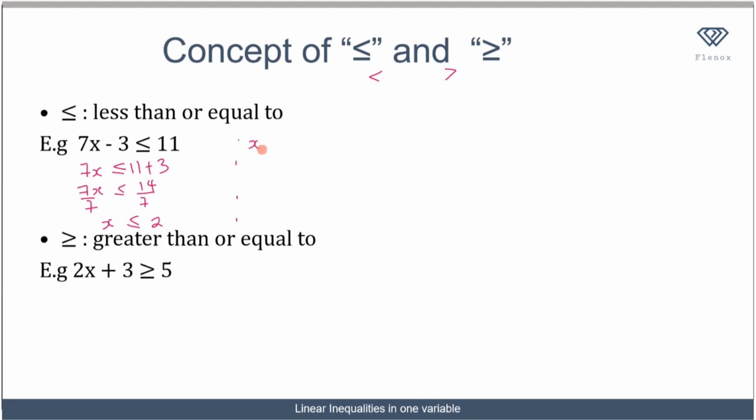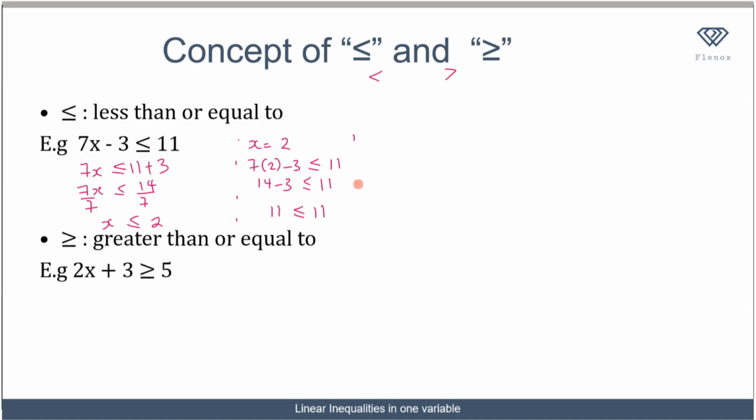So if x is 2 and I substitute it here, what do I get? I have 7 into bracket 2 minus 3 is less than or equals to 11. I have 14 minus 3 is less than or equals to 11, and 14 minus 3 is 11. And I can see that 11 is indeed equals to 11, and the inequality says the value here must be less than or equals to, and we can see that it's equals to.